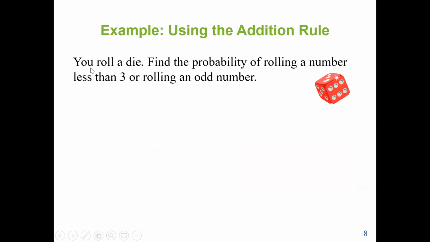Now let's see another example. Here we roll a die and we should find the probability of rolling a number less than 3 or rolling an odd number.